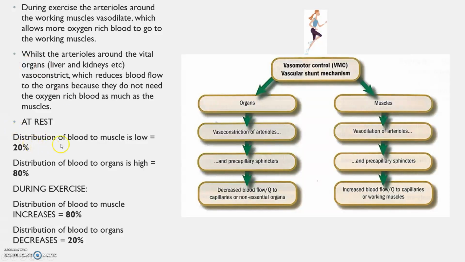So at rest, distribution of blood flow to the muscle is really low. We only get 20% of blood going to the muscle during rest because we don't need it. We're sitting down, we don't need the oxygen to our working muscles. 80% of the blood flow goes to our vital organs. However, during exercise, this changes, i.e. redistribution of blood flow. We get 80% to the muscle and 20% to the vital organs, and this here is just showing it. So during exercise, the muscles' arterioles vasodilate, increasing blood flow to the area.